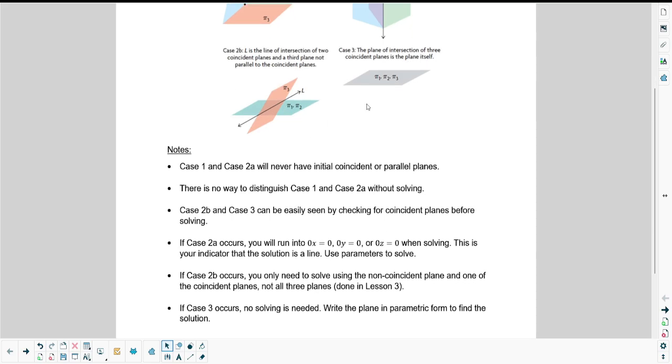If case 3 happens, you're very happy because there's almost no work to do. They all lie on top of each other. There's no solving. All you need to do is write the plane, given one of the three. They're all technically the same. Write it in parametric form. And that's it. Just remember that every solution, unless you get concrete numbers, should be written in parametric form.